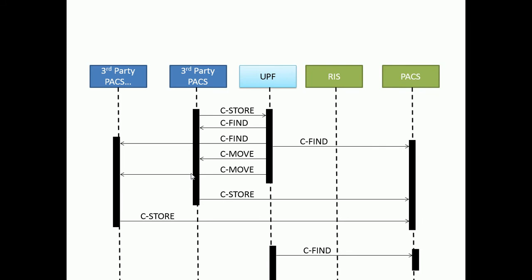One other option, if you can't do HL7 and you can't or don't want to do C-Store, another good option is DICOM modality worklist. Most DICOM modality worklist servers have the same information that we would be looking for in an HL7 message. So you can certainly do that as well.